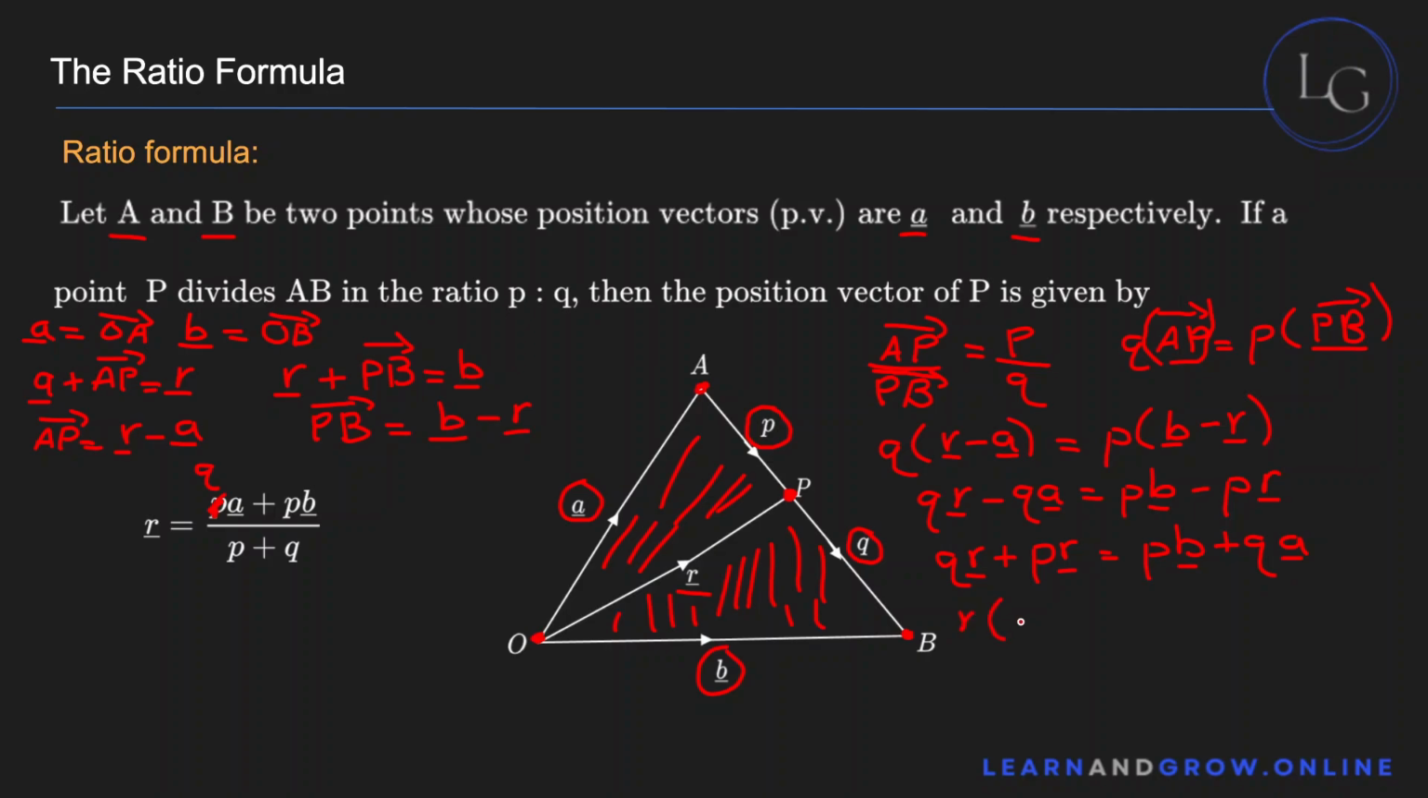And let's take r common over here. So that gives you r into (q plus p) is equal to pb plus qa. And you'll divide this on the other side because it's being multiplied on the left hand side; it'll be divided on the right hand side. So r is equal to (pb plus qa) over (q plus p). And that is how you got this. So that's the ratio formula proven.